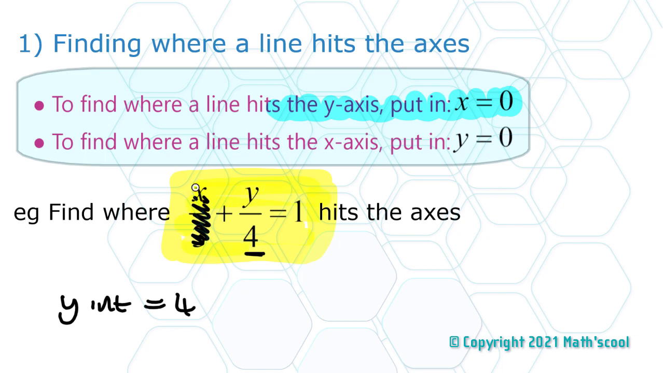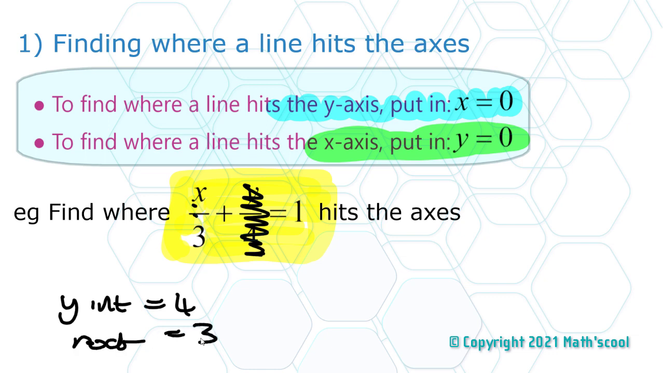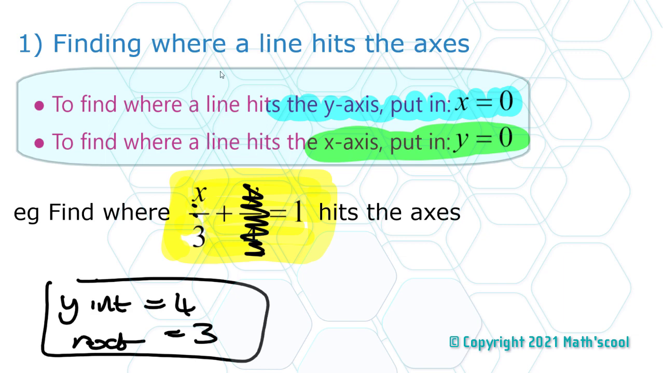Okay. What if I want to find the root? The root is where it hits the x-axis. You put in y is 0. If I want to put in y is 0 into here, that's just going to become 0. And so the root is going to be x is 3. So you can see why it's called the two-intercept form.